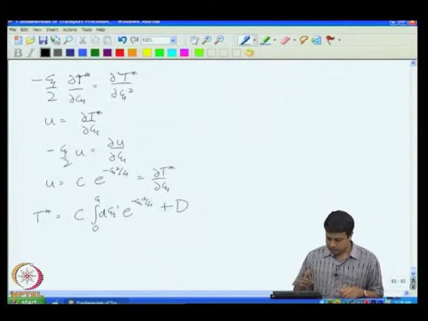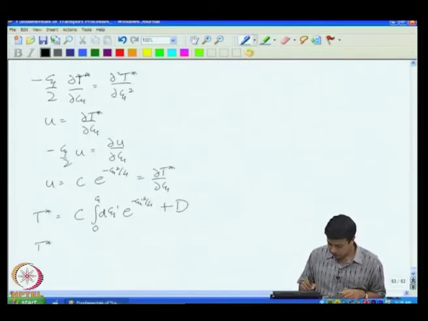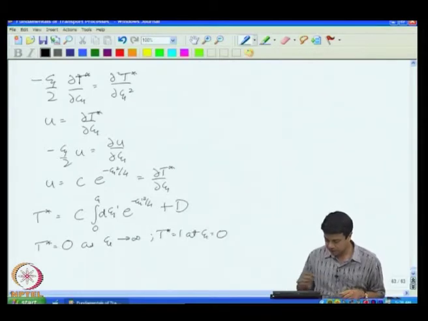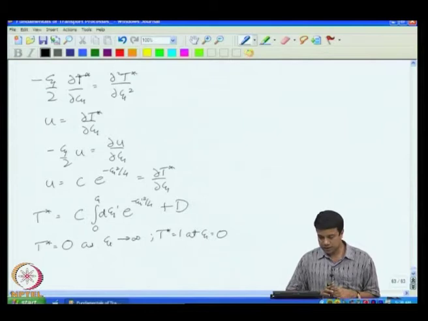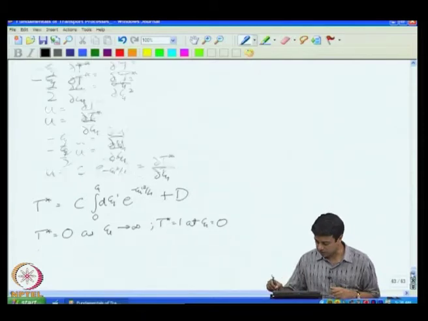And I have boundary conditions: T star is equal to 0 as psi goes to infinity, and T star is equal to 1 at psi is equal to 0. Using these two boundary conditions, I can easily determine the two constants in the equation.